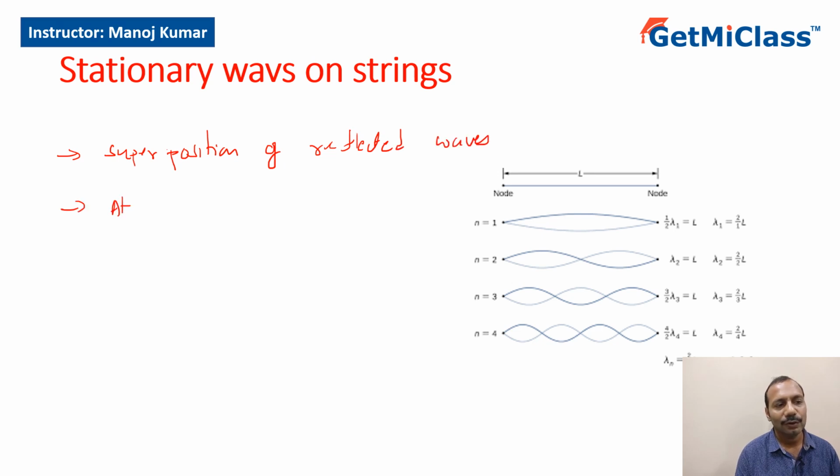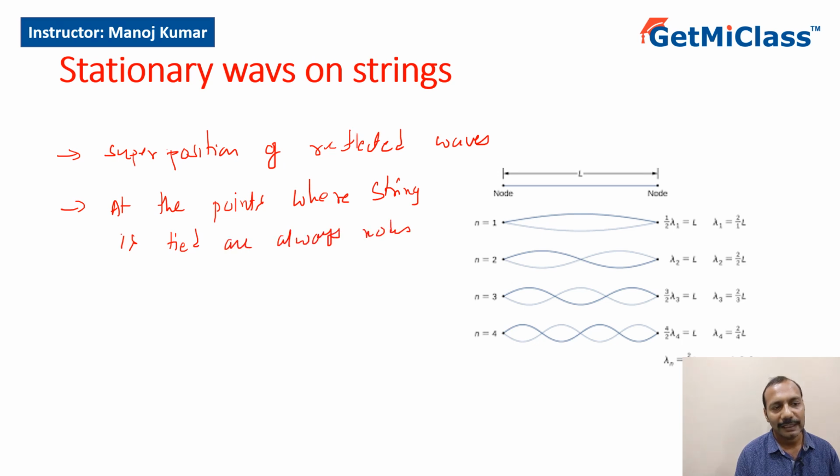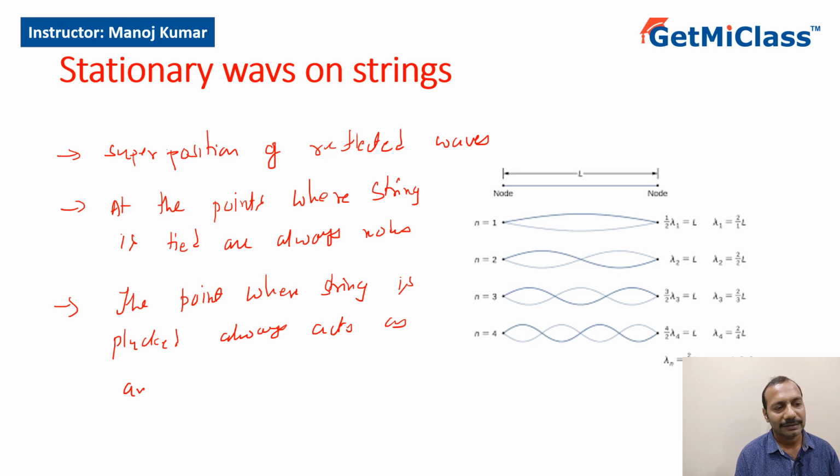Then at the points where the string is tied, we'll always have nodes. So wherever string is tied, we'll always have nodes. And the next important point is the point where the string is plucked. Point where string is plucked always acts as antinode. Wherever the string is plucked, it always acts as antinode. So these are the conditions that we use to find the frequencies that a stretched string can produce.